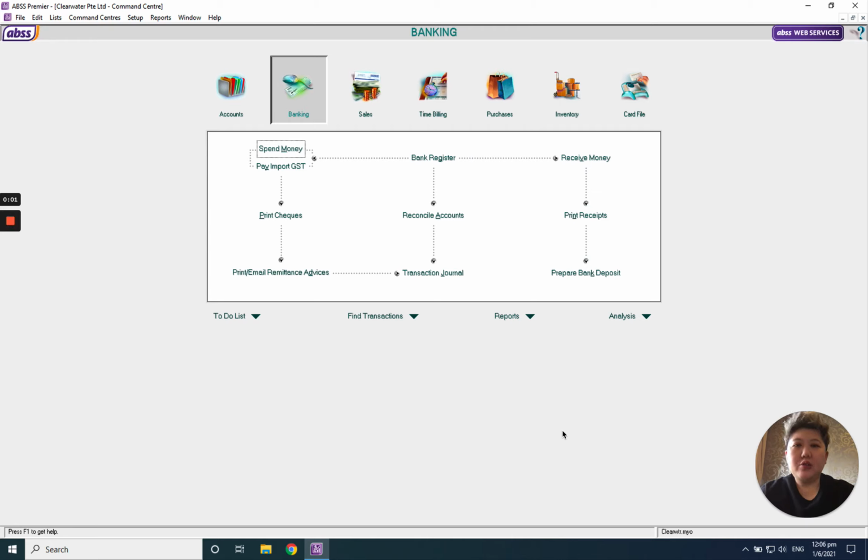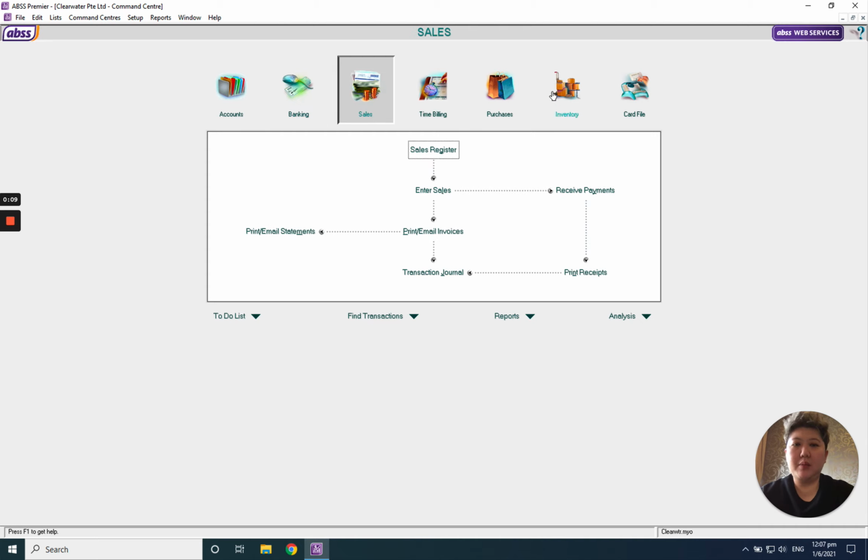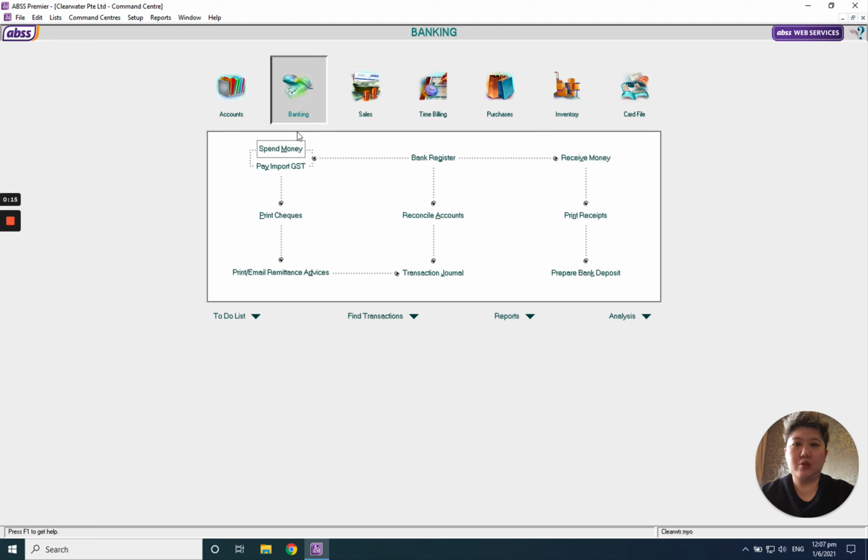Hello everybody, today I'm going to introduce how to record bank charges by using Banking, Spend Money, instead of doing it under Receive Payment or Purchase, Pay Bill. That one we'll talk about in another topic, but today I'm going to introduce using Spend Money to record these bank charges as a standalone transaction.